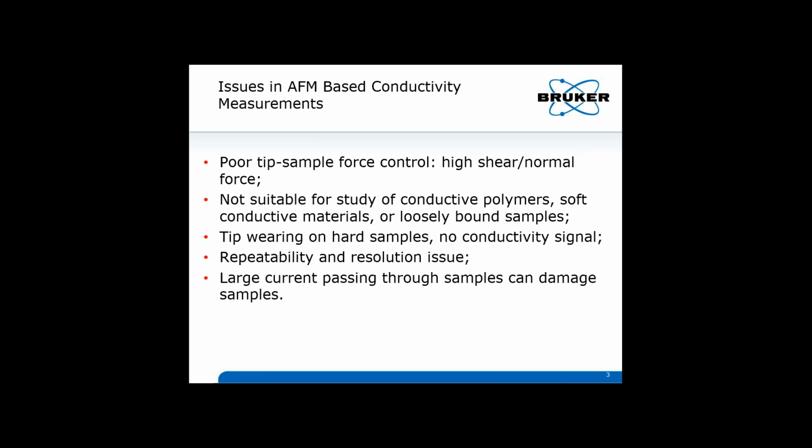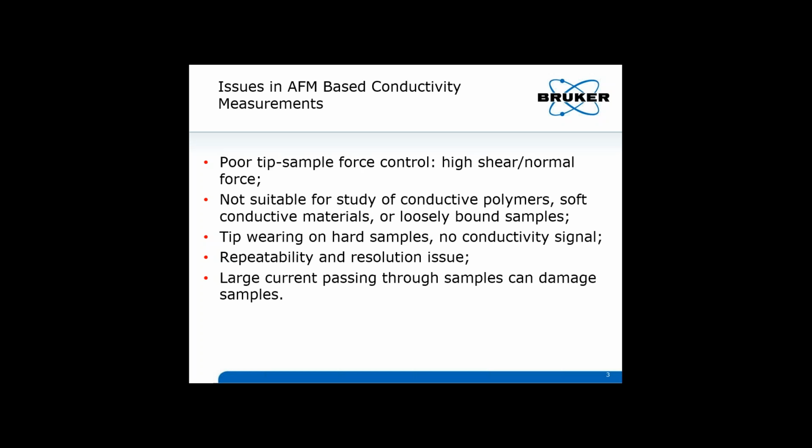Many users who do AFM-based conductivity measurements may suffer from the following issues. The major issue is poor tip-sample force control, which means high shear or normal forces between the tip and the sample. Because of this, the AFM tip may destroy the soft materials under study or push and pull away loosely bound samples. So it's not suitable for the study of conductive polymers, soft conductive materials, or loosely bound samples.